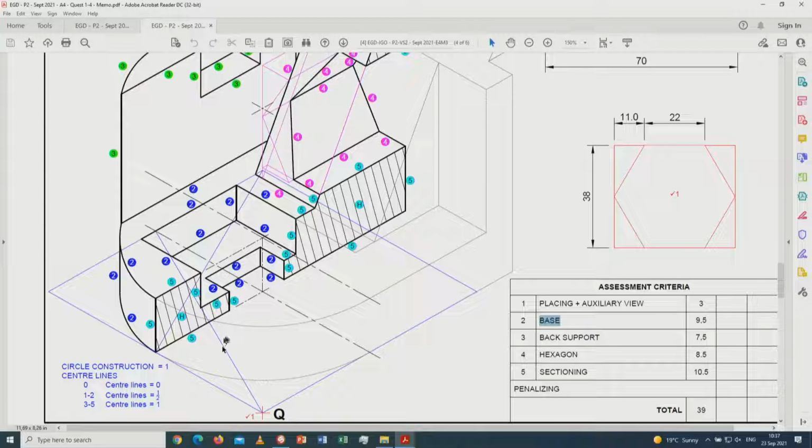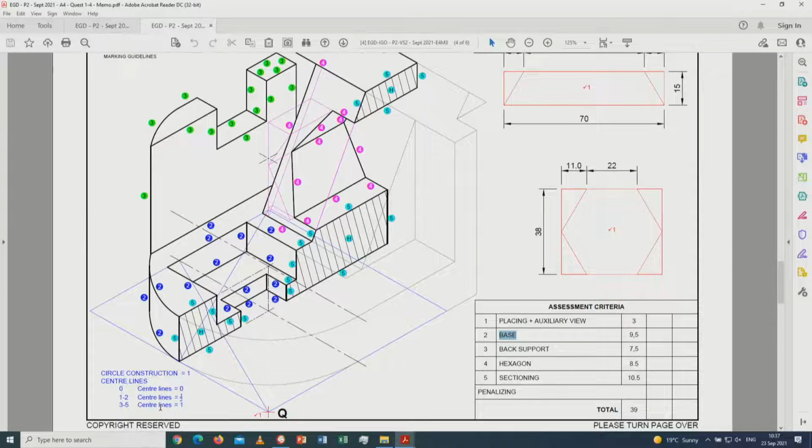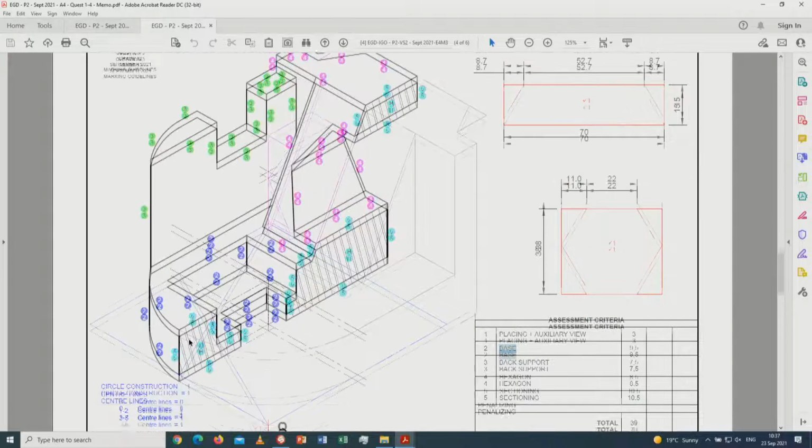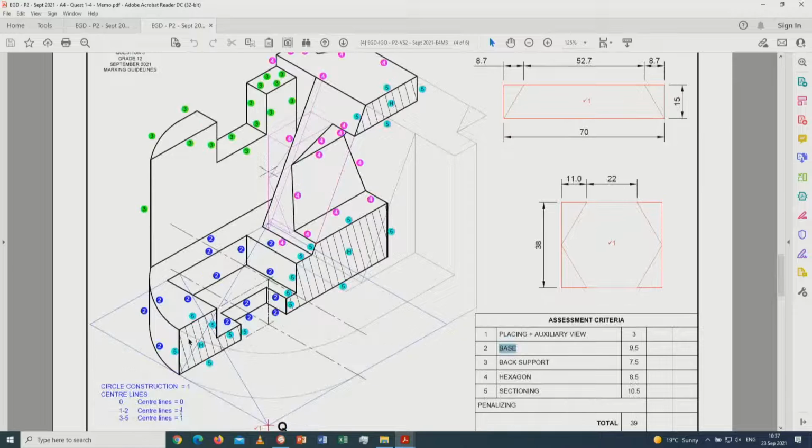The base is 9.5, so it's 1, 2, 3, 4, 5, 6, 7, 8, 9, 10, 11, 12, 13, 14, 15, 16, 17. Now, there's something that bothers me for a moment. Okay, so the base is 9.5. Maybe I've got the numbering not correct here. I will come back with this part over here for you guys. Okay, but yes, that is the blue part that you see over there.